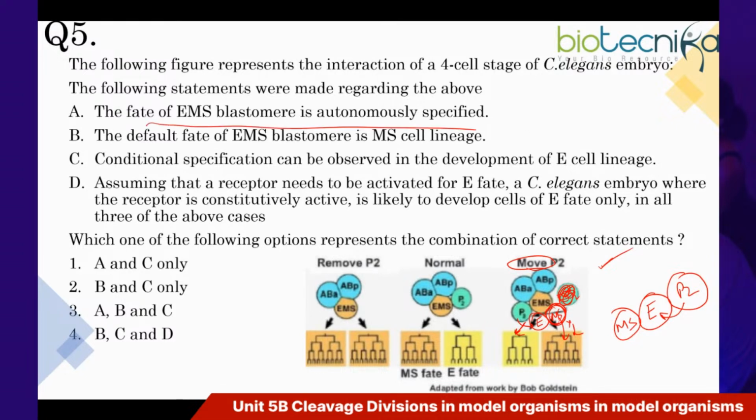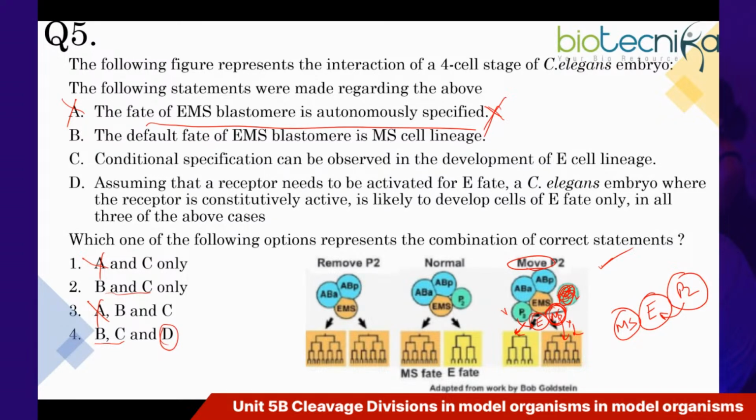So fate of EMS blastomere is autonomously specified. This is definitely not correct, because if that was the case, changing the P2 position wouldn't have changed it. Autonomous means you put it in some other place also, they will form what they were supposed to form. If you change the place, they will still remain the same. But since they are changing here, it is not autonomously specified. A is wrong. If A is wrong, this gets cancelled. So you have to see B and C. That means it's correct. You just have to check whether D is correct or not.